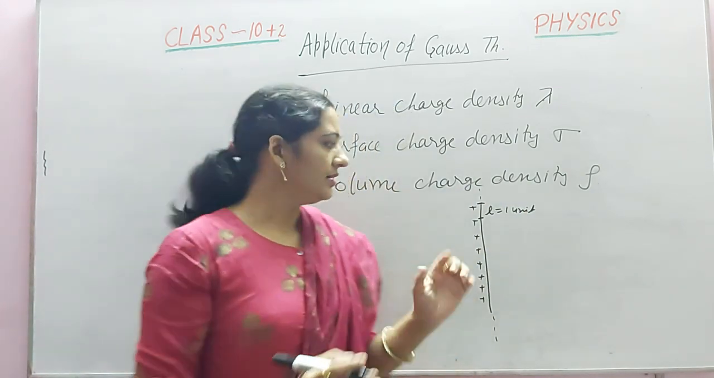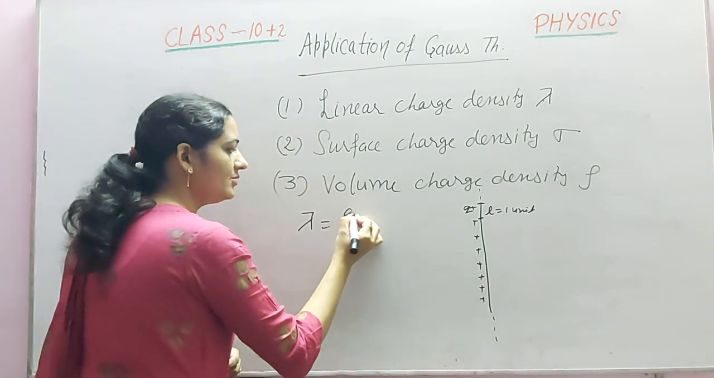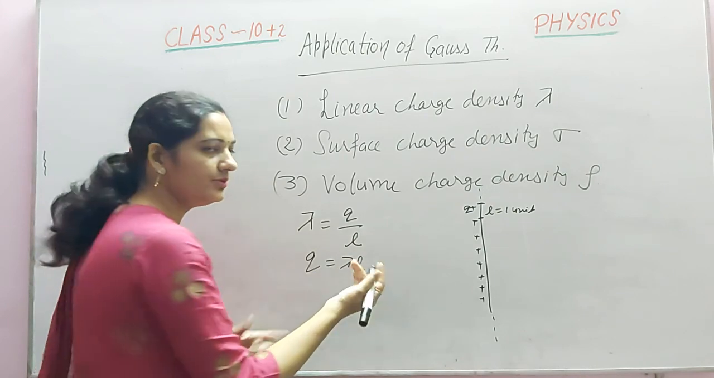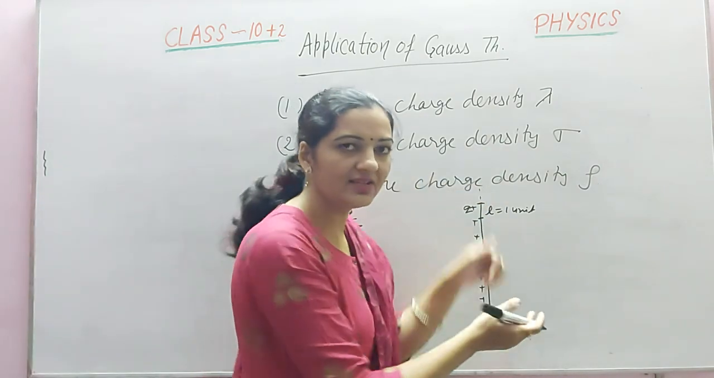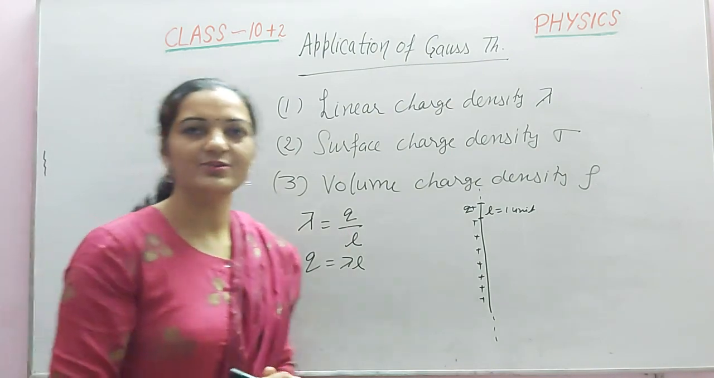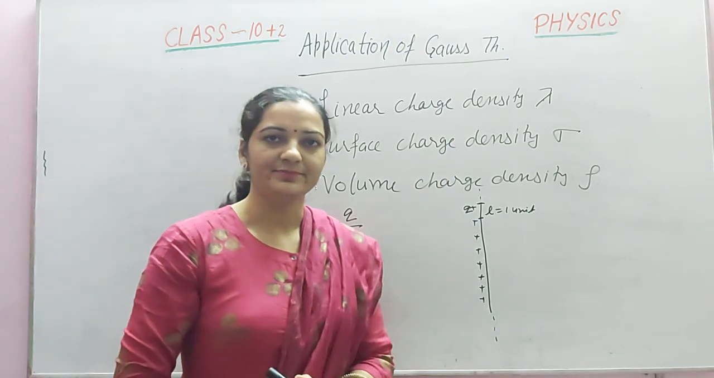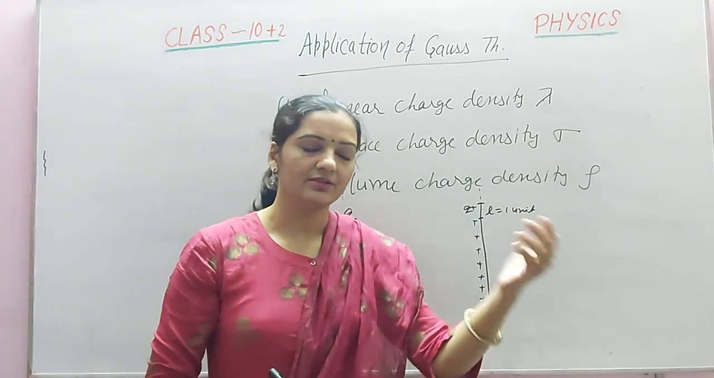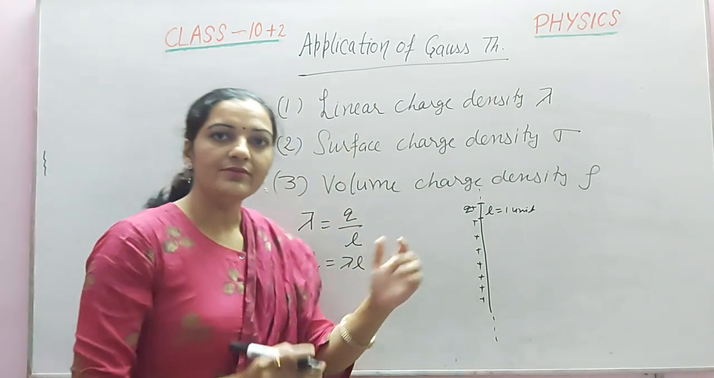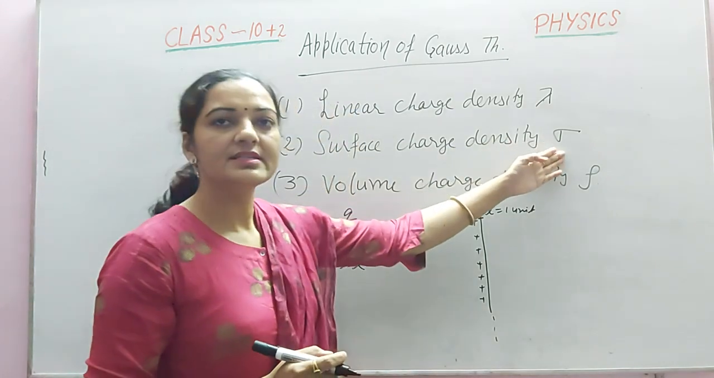Then if lambda is q upon L, it means q is equal to lambda into L. When the length is increased, q can be determined by using lambda. So lambda is a very useful term. We have to know about lambda and the length of the wire for which we are going to apply this Gauss theorem.